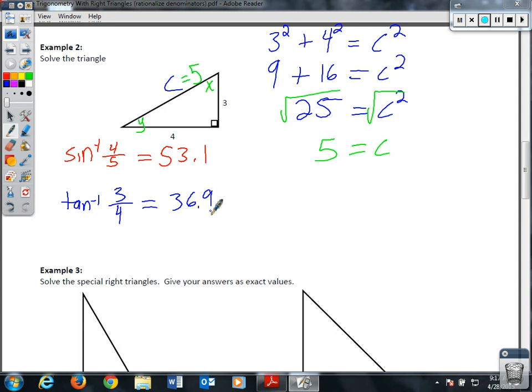Now to check this, we can add 53.1 and 36.9 together, and you'll see that you do get 90, which makes sense because these 2 angles have to add up to 90 degrees since it's a right triangle, and so one of the angles is 90.